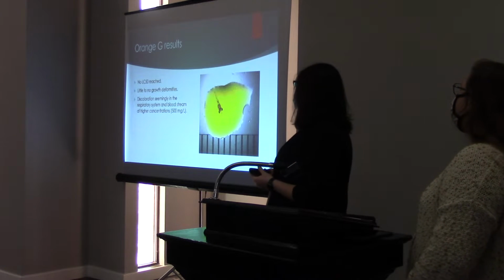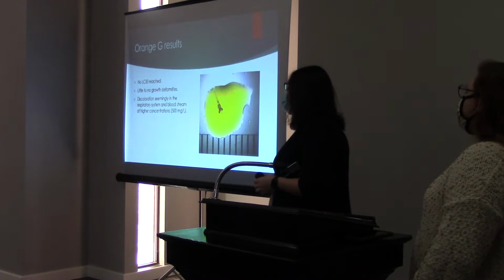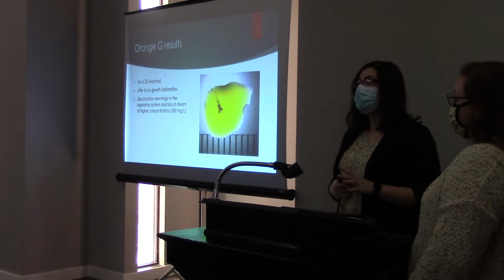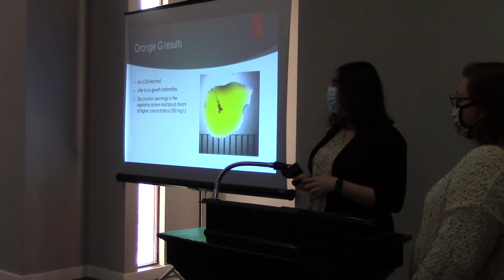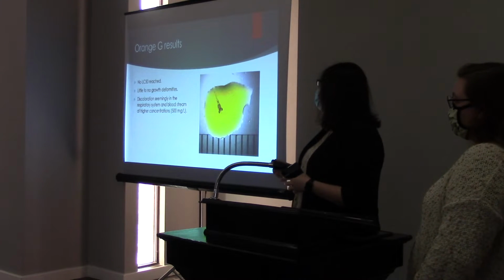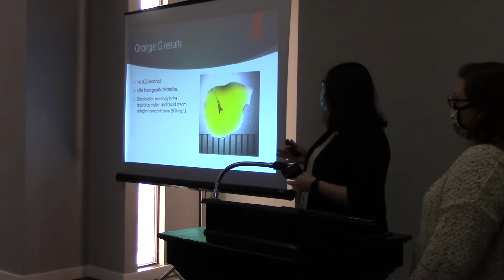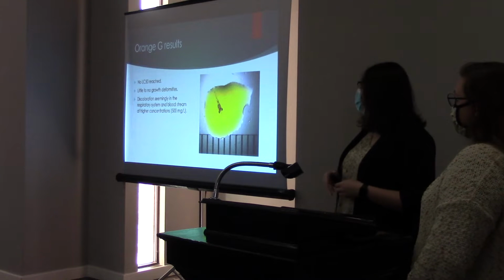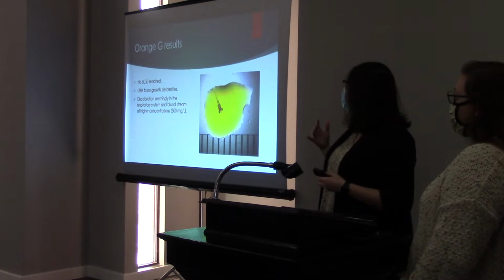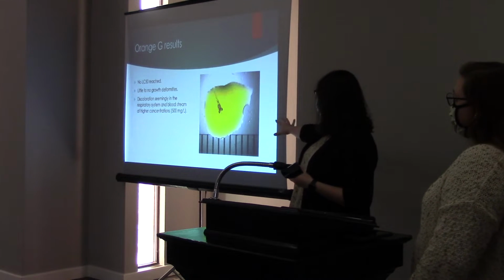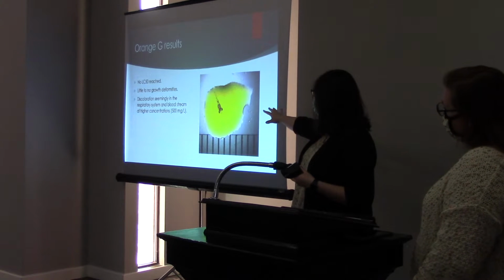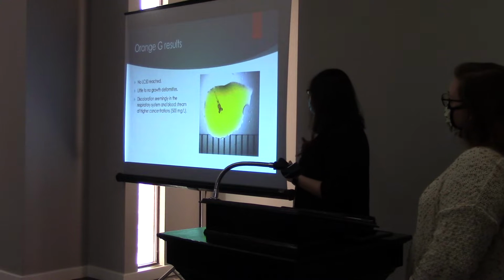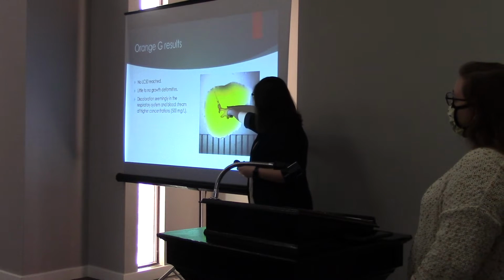For our results for the orange G, there was no LC50 reached. We cannot find any big difference between the mortality rates. There were little to no growth deformities, but there did seem to be a discoloration mainly in the respiratory system. As you can see in the picture here, when we were measuring them, there's the ruler at the bottom, but you can also see that there's a discoloration in the upper respiratory system around this area.